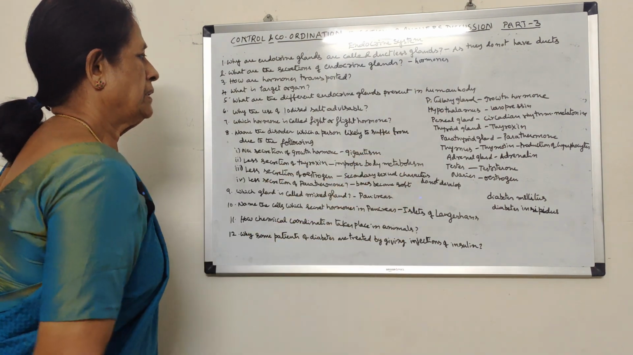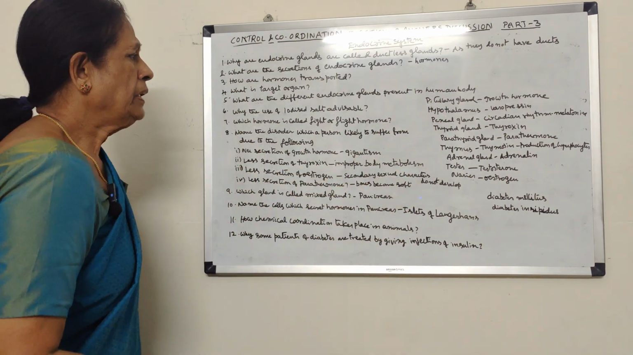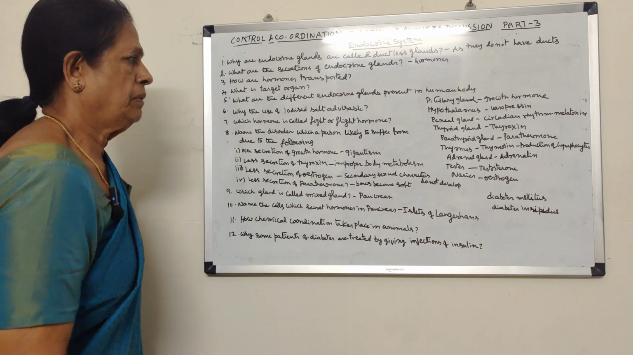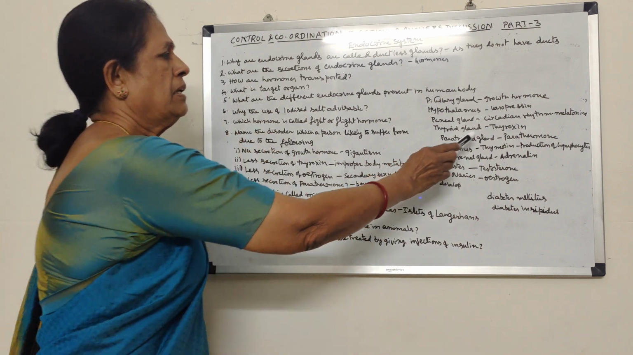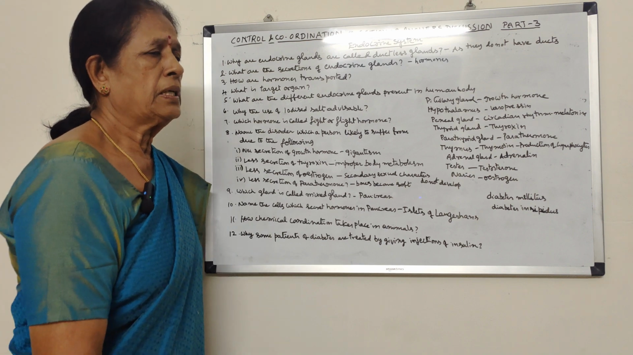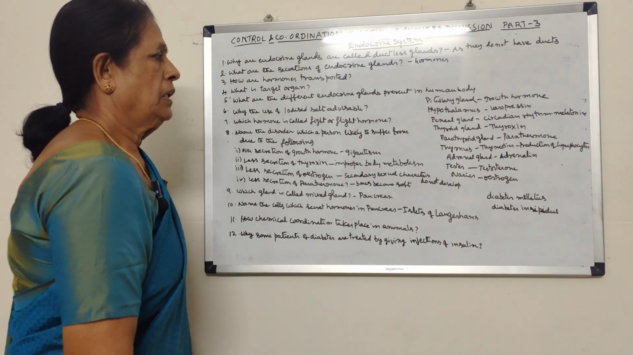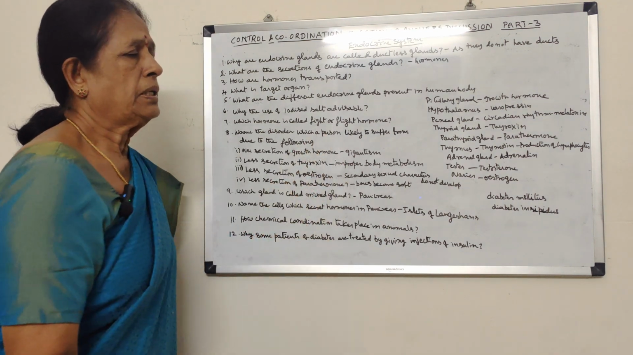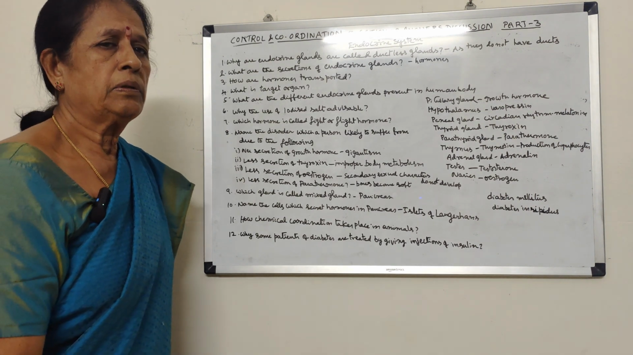Okay, that is the thing. Why is the use of iodized salt advisable? The thyroid gland secretes a hormone called thyroxine. It is required for physical growth and mental growth. Iodine is important for the production of thyroxine.